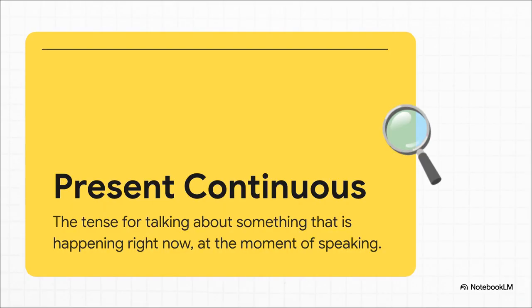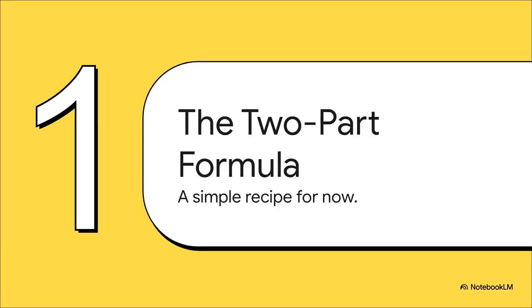And that tool? It's called the present continuous. Its whole purpose, really, is to describe actions that are happening as we speak. You could say it's the official tense of right now. Now, the best part is it's actually super easy to put together. I like to think of it as a simple two-part recipe for talking about the present.